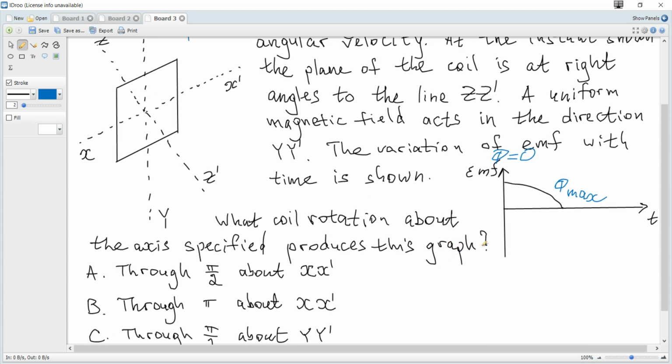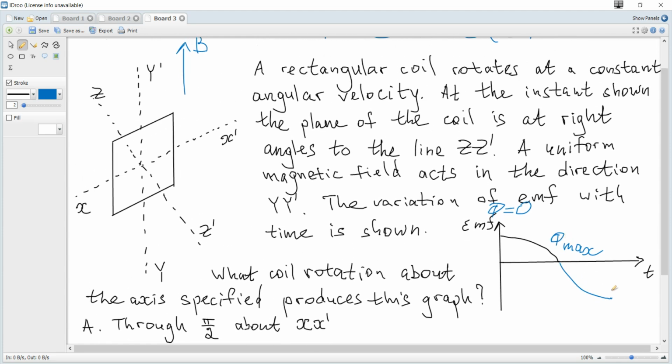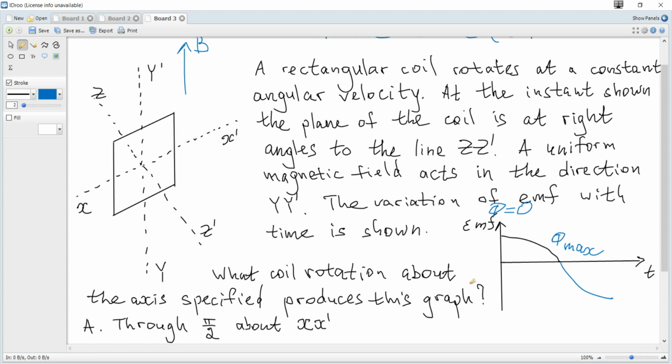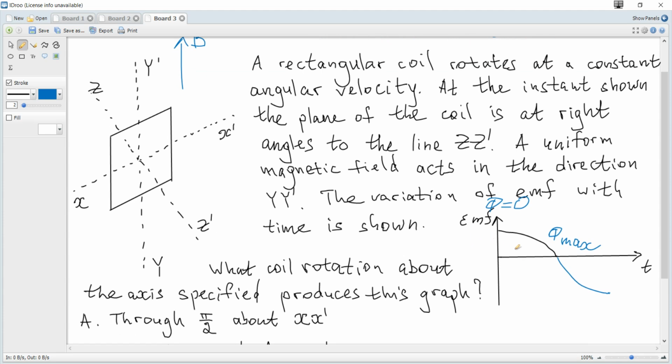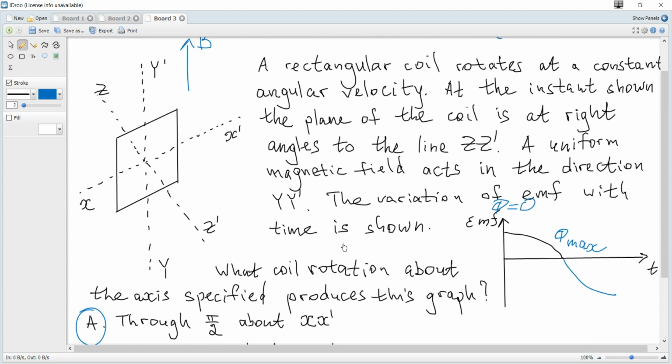If it would be rotated through pi, a graph would look like this. The magnetic flux becomes 0 when it is rotated through pi, and EMF has its maximum by amplitude, by the absolute value, but it will be negative. So through pi over 2 about XX'. So it's A, and that's all for this question.